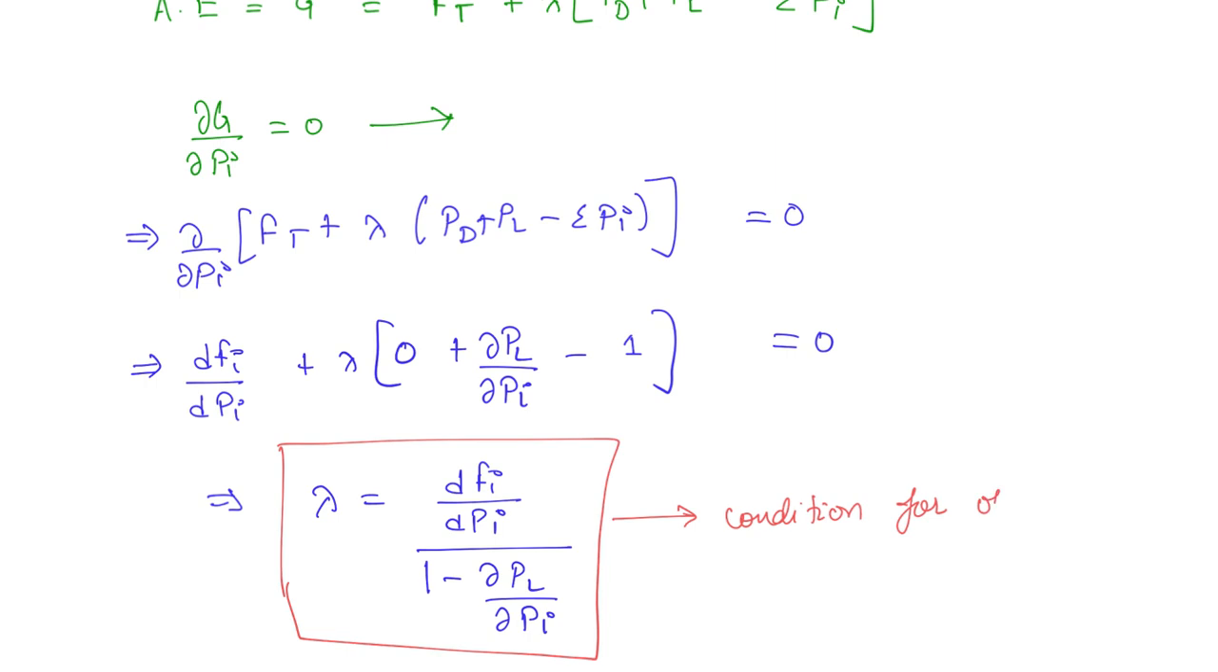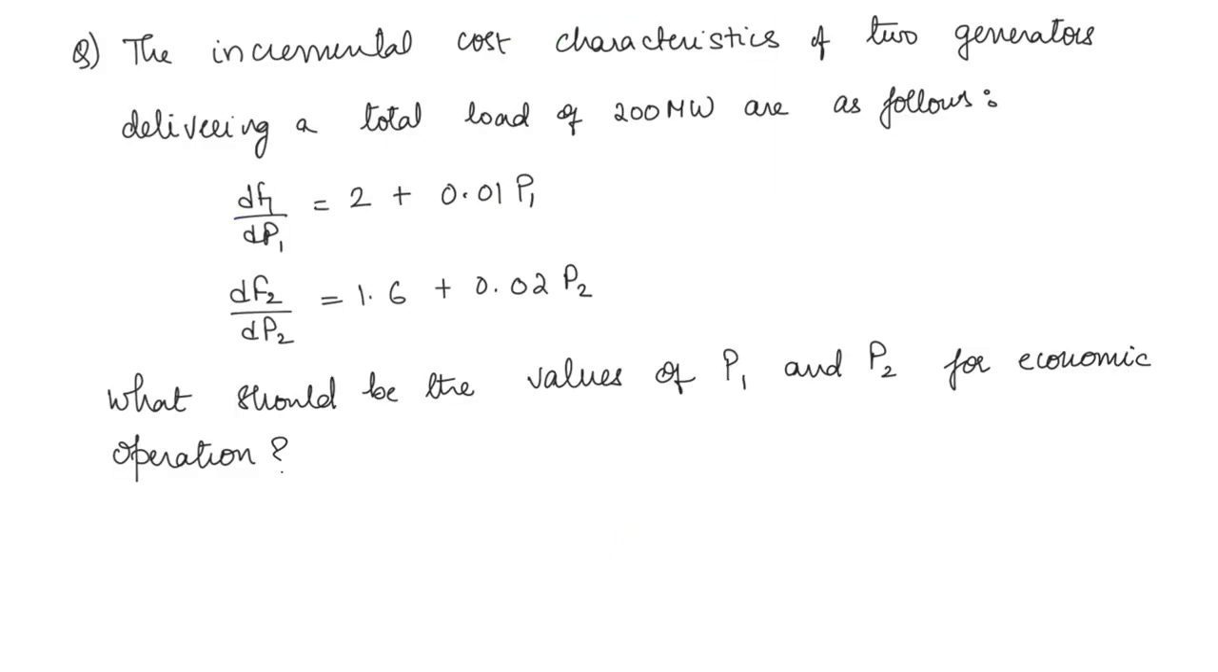So this is when you are considering the transmission losses as well. Now we'll do one question. The incremental cost characteristics of two generators delivering a total load of 200 megawatt are as follows. So dF1 by dP1 is given, dF2 by dP2 is given. What should be the values of P1 and P2 for economic operation?